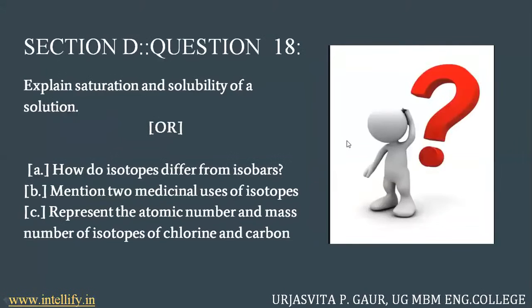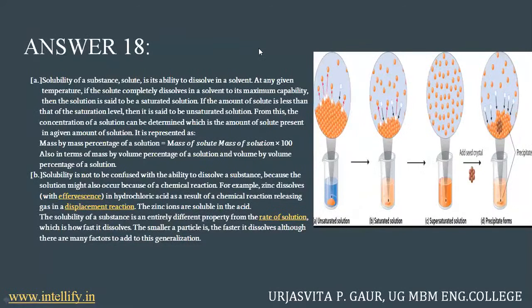Now the next question says, explain the saturation and solubility of a solution. And the B part says, how do isotopes differ from isobars? Mention two medicinal uses of isotopes and represent the atomic number and the mass number of isotopes of chlorine and carbon.